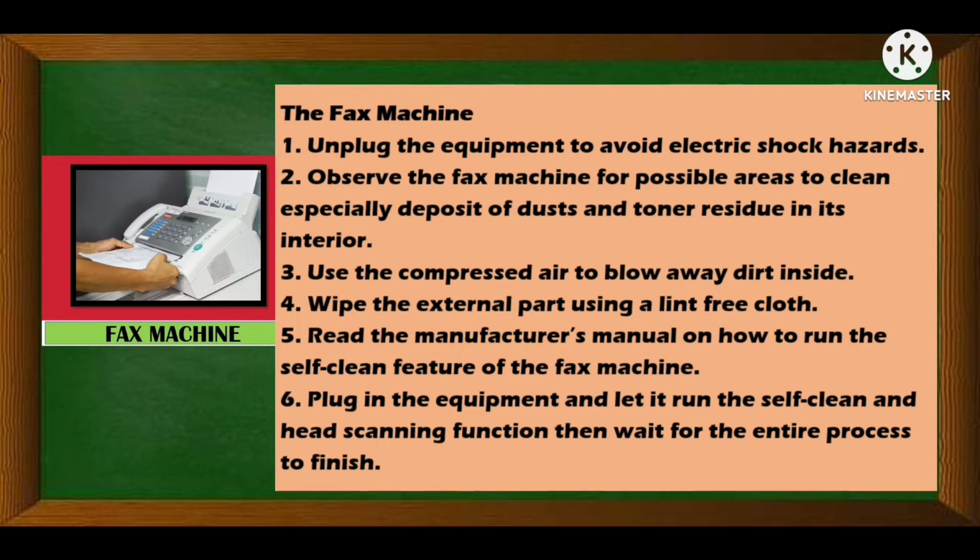Read the manufacturer's manual on how to run the self-clean feature of the fax machine. Next is, plug in the equipment and let it run the self-clean and the head scanning function. Then, wait for the entire process to finish.